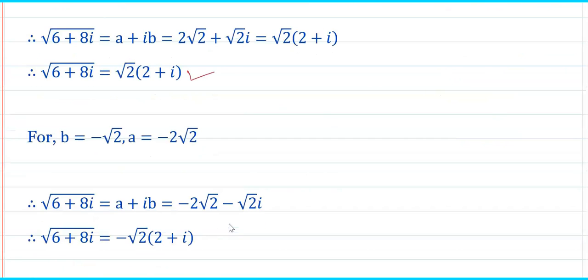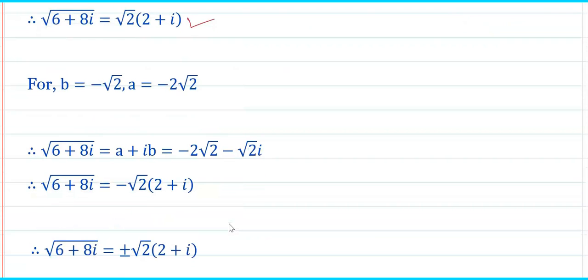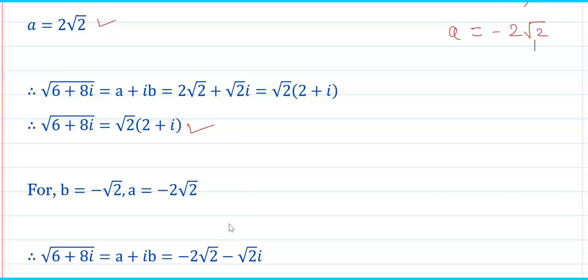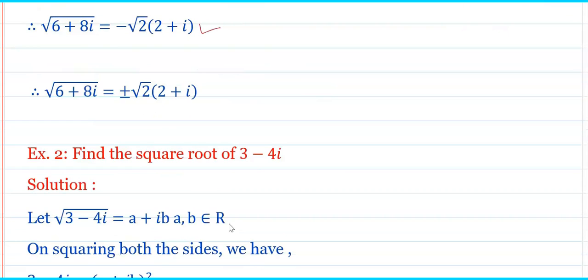When b is equal to minus root 2, a is also minus 2 root 2, and therefore the square root of 6 plus 8i is equal to a plus ib, that is minus 2 root 2 and minus root 2 i. Root 2 with a minus sign is common. Then in bracket you will get 2 plus i, and hence the square root of 6 plus 8i is equal to plus or minus root 2 in bracket 2 plus i. We can combine both of these. This is the plus or minus.